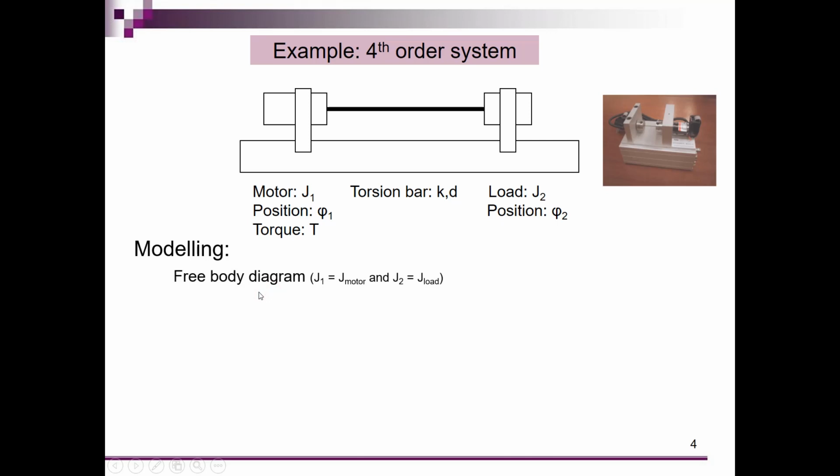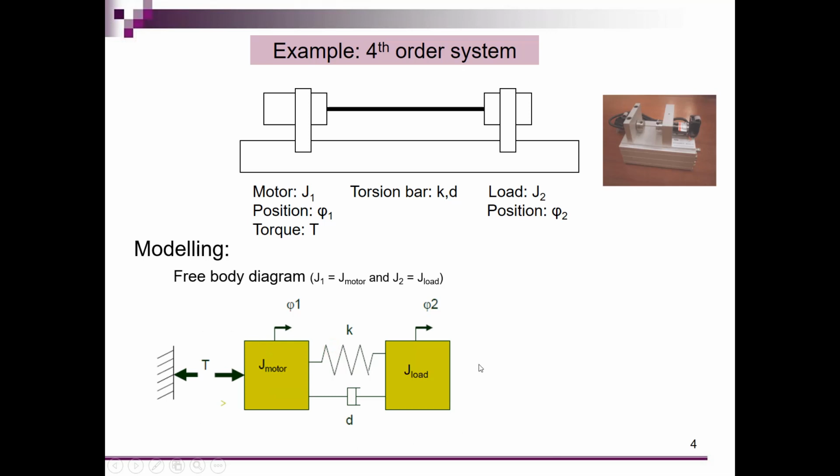What we're going to do is define two free body diagrams, one for this inertia and one for that inertia. So this is my setup, my system, my model, in which this is the inertia of the motor, and we're going to measure that position V1, and we have an applied torque T over here. By means of that torsion stiffness K and torsion damping D, the load is connected to the motor. Based on the two free body diagrams, we get two equations of motion.